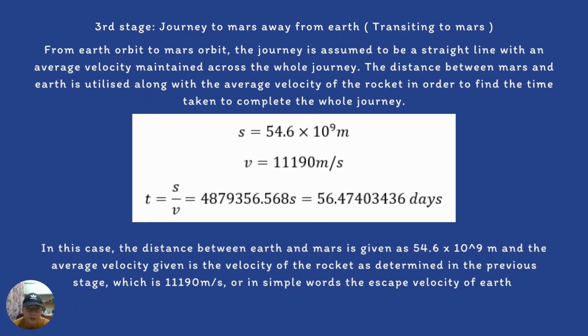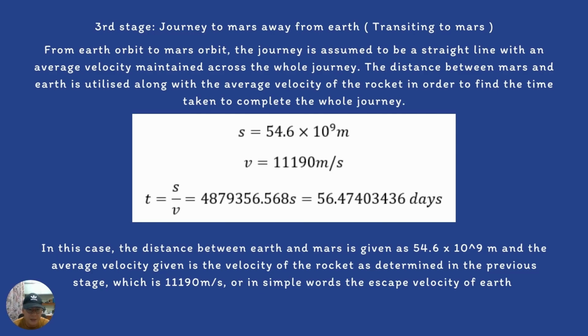Alright, for the third stage, the journey to Mars away from Earth. From Earth orbit to Mars orbit, the journey is assumed to be a straight line with an average velocity maintained across the whole journey. The distance between Mars and Earth is utilized along with the average velocity of the rocket in order to find the time taken to complete the whole journey. So the distance, according to the equation, is 54.6 times 10 to the power 9 meters, and the velocity is 11,190 meters per second. If you divide one by the other, we will get 56 days.